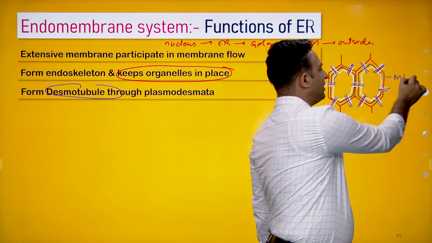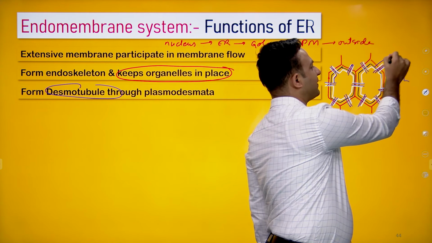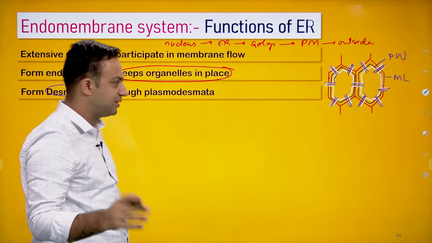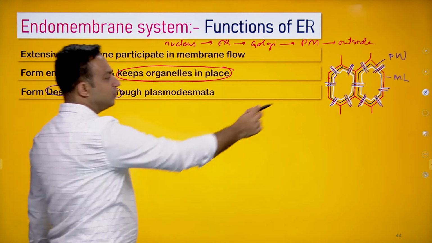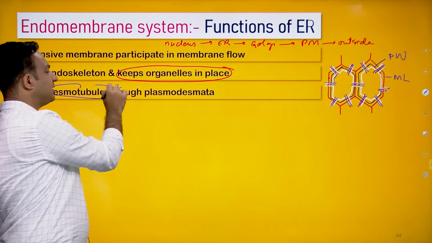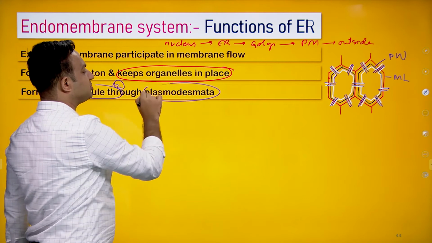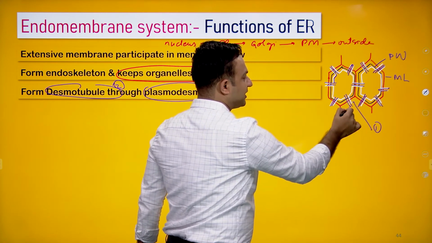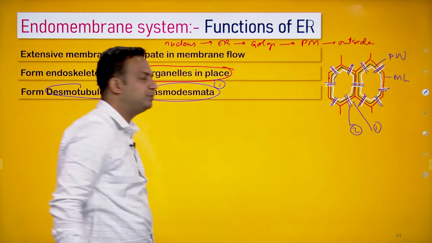This is the middle lamella, then the black one is the primary wall, no secondary wall is there. Be sure about this. The desmotubule is tubular in structure. I am marking it by 2, and the plasmodesmata by 1. Right? This 1 is plasmodesmata, this 2 is desmotubule.